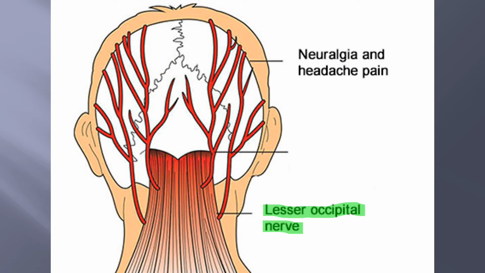Functional deficits that result from damage to the lesser occipital nerve include occipital neuralgia, which is a chronic pain in the upper neck, back of the head, and behind the eyes, which often causes headaches.